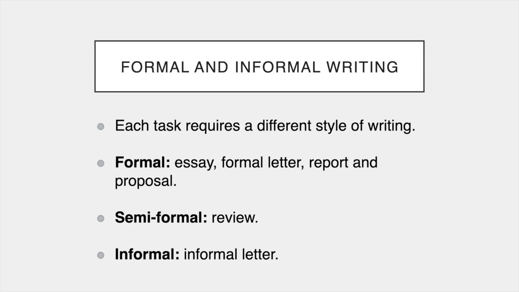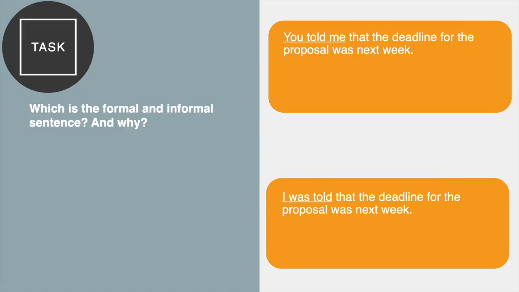Formal and informal writing. Each task requires a different style of writing. So essays, formal letters to bosses or employers, reports and proposals are all formal. Reviews, however, are semi-formal. And informal letters, such as letters to friends and family, are all informal. Now it's time for a task. So which is the formal and informal sentence, and why? So pause the video and press play when you're ready to go on.